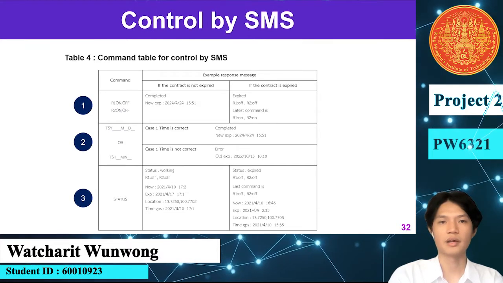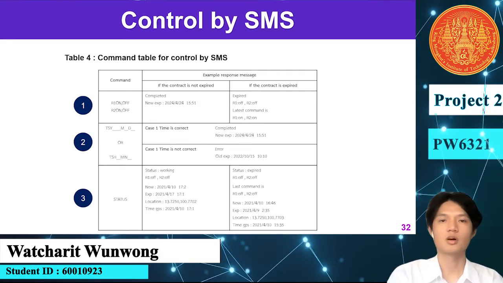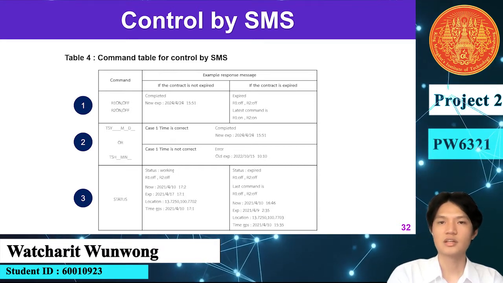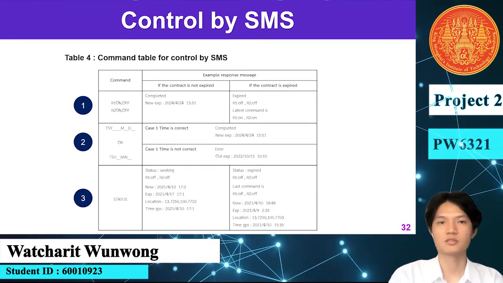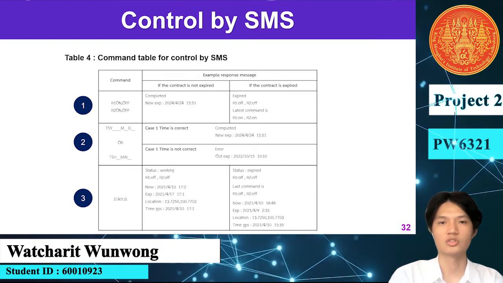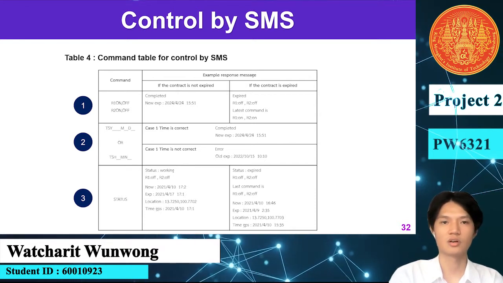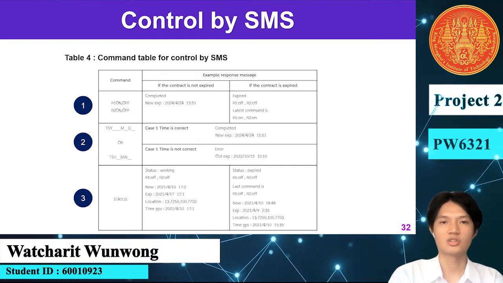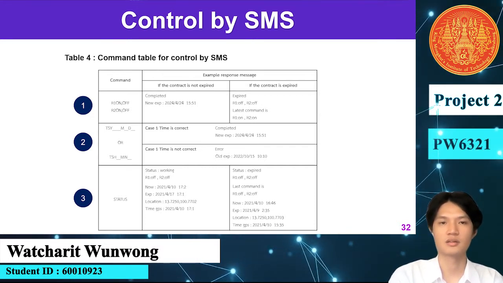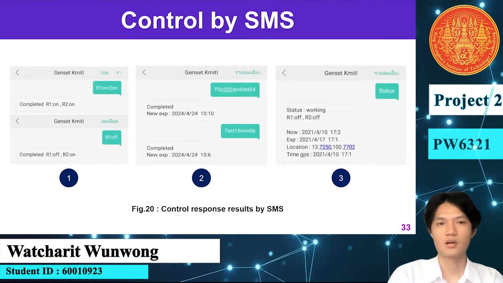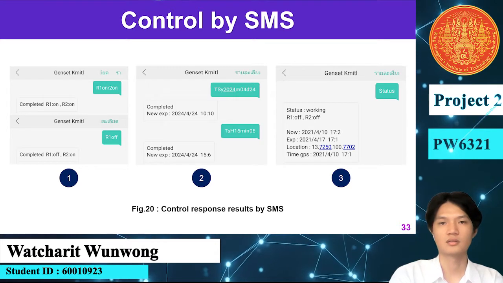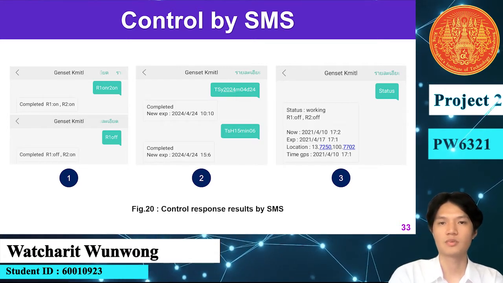Second, by SMS. This table shows the SMS commands to control the generator set. It has three types of commands. First, a command to control the generator set. Second, a command to set the working time. And third, an operation result display command. Next, this picture shows the SMS command response by the type of SMS.